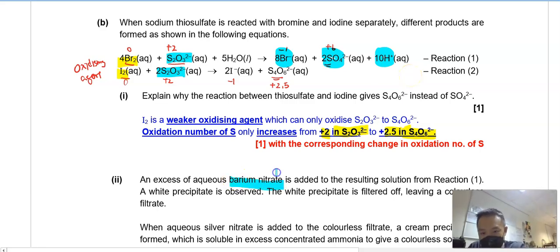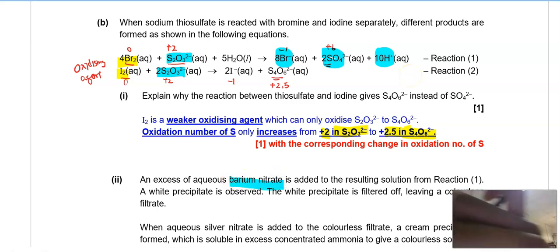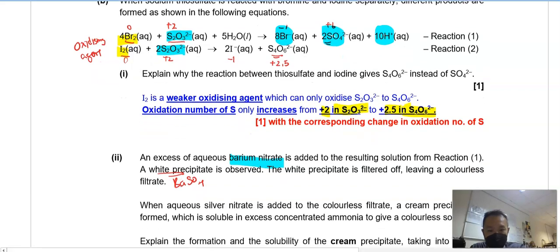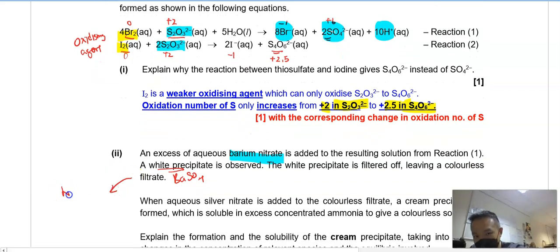When we add barium nitrate, what will react? You have your barium sulfate, which is the white ppt. So barium sulfate is the white ppt. What else passes through the filtrate? The filtrate will therefore contain NO3-, Br-, and H+. Nitrate from the barium nitrate, Br- from the earlier part of reaction 1, and H+ from reaction 1.